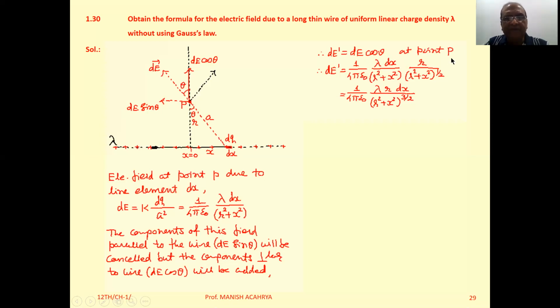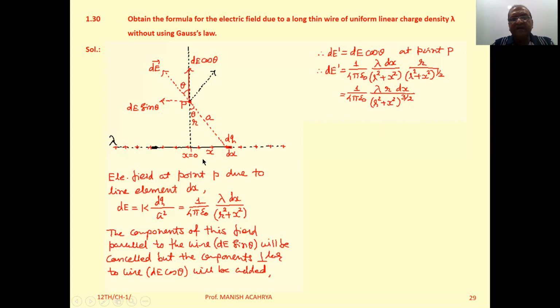at point P. So dE dash, now substitute the value of dE, that is 1 upon 4 pi epsilon 0 lambda dx upon r square plus x square, cos theta, that is adjacent upon hypotenuse. So that is r upon under root r square plus x square. Resultantly, we will get 1 upon 4 pi epsilon 0 lambda r dx upon r square plus x square raised to 3 by 2. These two jointly will give you raised to 3 by 2.